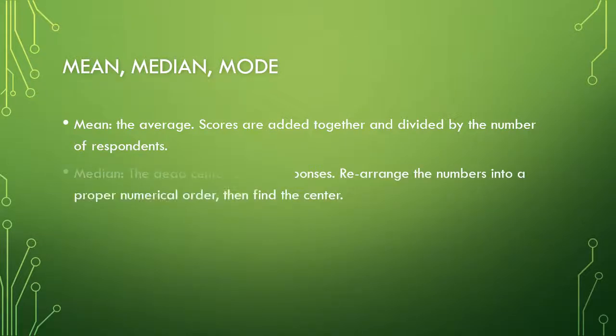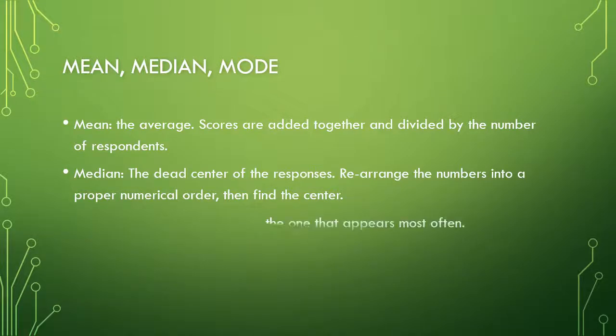Then there's the median. Median is the dead center of the responses. This is where you rearrange all your numbers into proper numerical order. And again, if you're saying rate on a scale of 1 to 10, how many did ones, how many did 2, 3, 4, 5, etc. Put them in a line. And if you have 20 people, you count to 10, and the number that is at the number 10 in proper numerical order, that's the center. So that's the dead center of the responses.